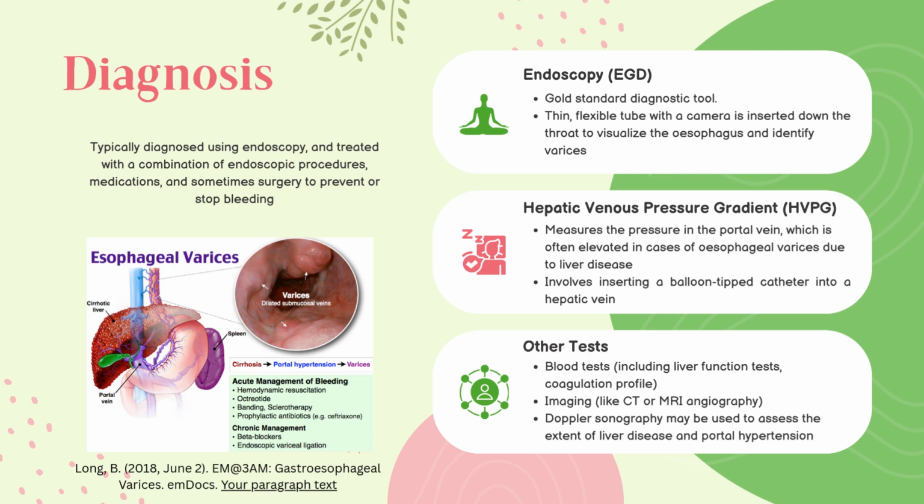Hepatic venous pressure gradient. This measures the pressure in the portal vein, which is often elevated in cases of esophageal varices due to liver disease. This involves inserting a balloon-tipped catheter into a hepatic vein, typically via the right jugular vein, and using pressure monitors to record pressures with the balloon deflated, which is free pressure, or inflated, wedged pressure. Other tests include blood tests, imaging like CTs and MRIs, and Doppler sonography, which can be used to assess the extent of liver disease and portal hypertension.